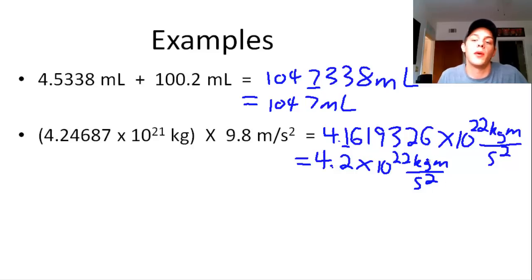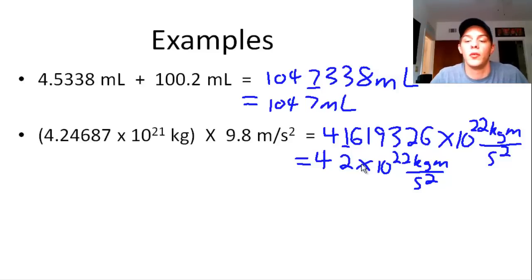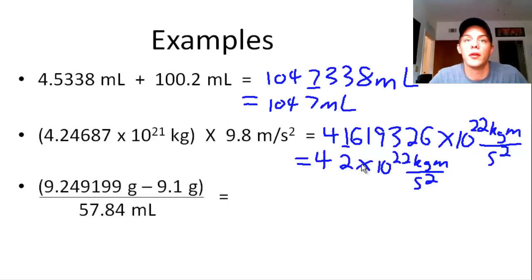And the interesting thing about this is that kilograms times meters per square second is actually newtons. So 1 newton is equal to 1 kilogram times meters per square second. So 4.2 times 10 to the 22nd newtons is also a correct way to express this. So let's go through one last example, and okay, so here it is.